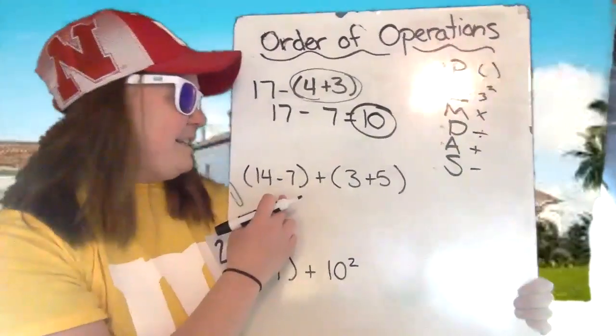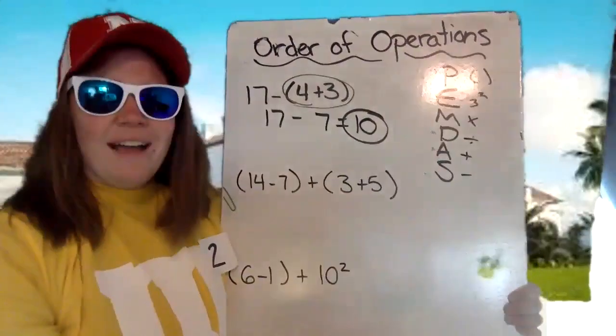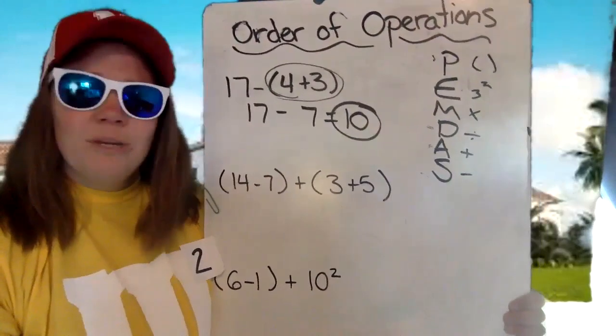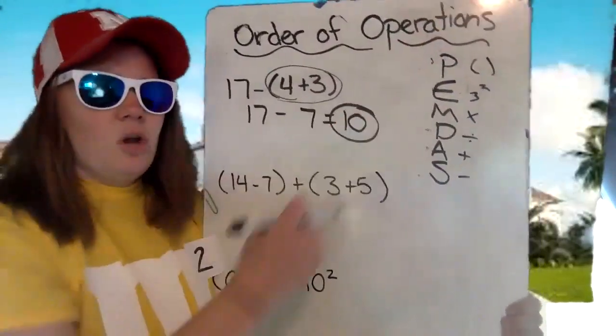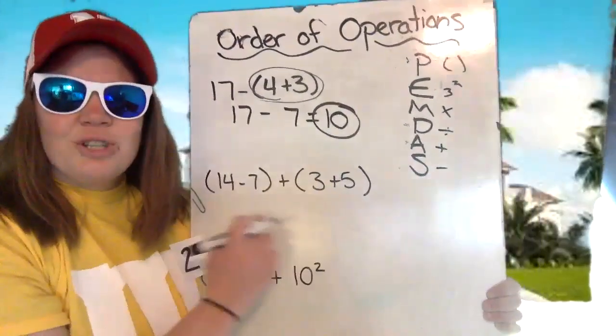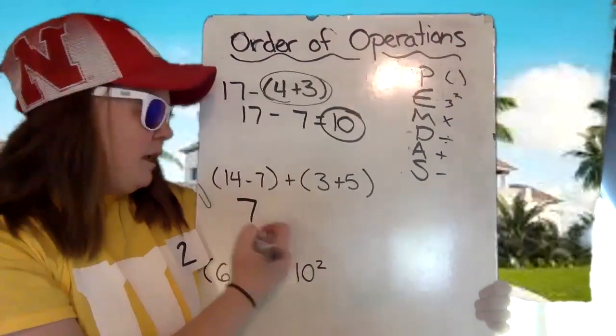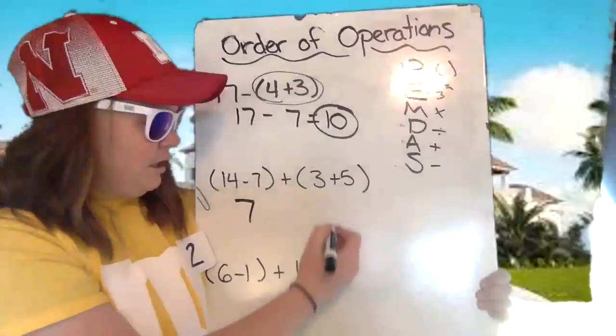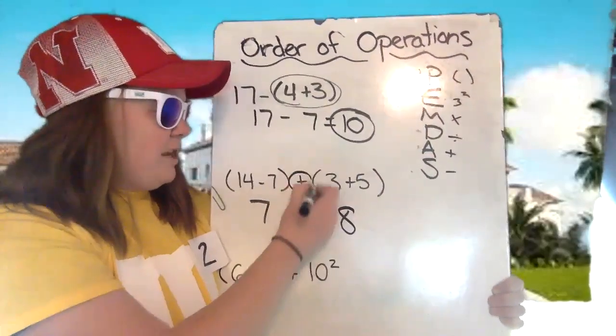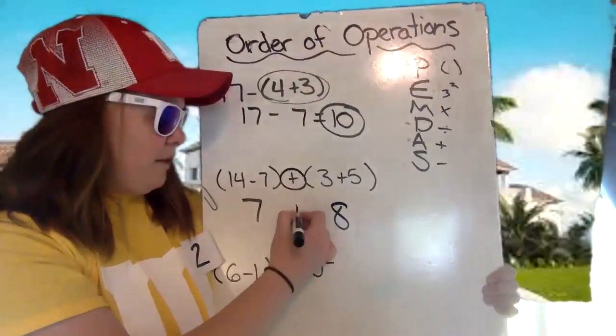So we have 14 minus 7, in parentheses, plus 3 plus 5, which is also in parentheses. So what are we going to do first? Parentheses. We have 2 sets here, so that means you're going to solve both of them. So we're going to do 14 minus 7 first, which is 7. And we're going to do 5 plus 3, which is 8. And what symbol is in between? It's an addition symbol, so that's what we got to put in between there.